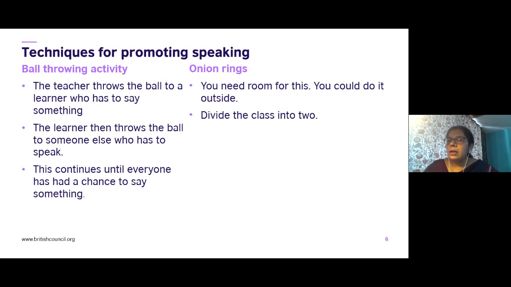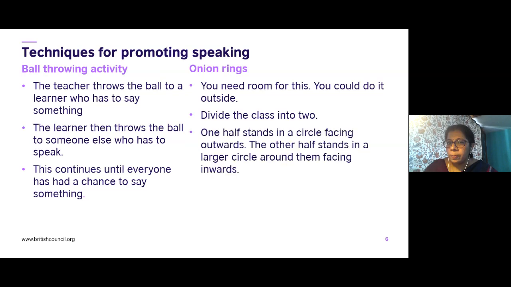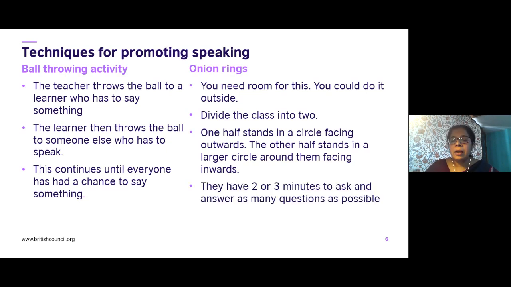In this activity, say, for example, if your class strength is 40 students, you can divide the class into two. One half stands in a circle facing outwards. The other half stands in a larger circle around them facing inwards. So these are two concentric circles where the students are facing each other. The teacher will give 2 or 3 minutes to ask and answer as many questions as possible.